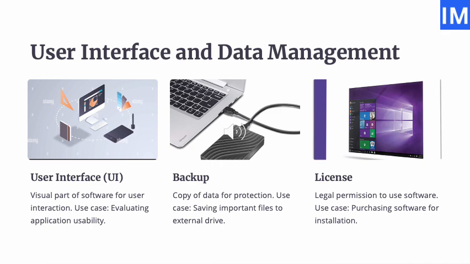And then a license. What is a license? A license provides legal permission to use software, essential when purchasing and installing a new program. For example, you have a license for Windows, for Kaspersky, for apps, which is legal permission to use the software. For example, purchasing software for installation.